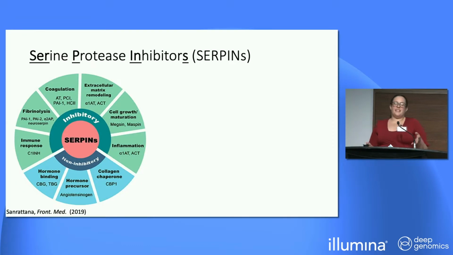So serine protease inhibitors, or SERPINs, are a ubiquitous family of proteins that are found across all kingdoms of life. And in humans, there's over 30 that regulate distinct processes by inhibiting specific serine proteases.